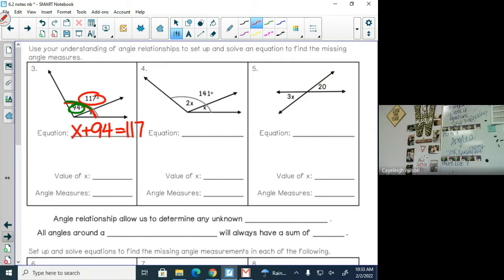Listen, the definition of an equation is that you have to have numbers, operations, an X, and an equal sign. So if you just do 117 minus 94 equals 23, that's not an equation. That's a number sentence. All right, so I'm going to subtract 94 here. And X does equal 23. So it asks me down here, what are the measures of the two angles? Well, one of the angles is 94 and the other one is 23.